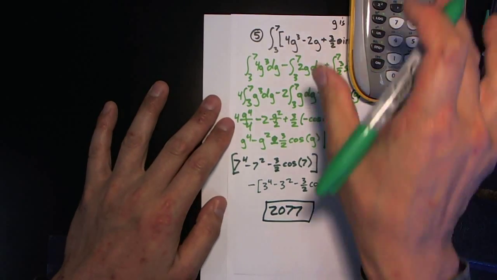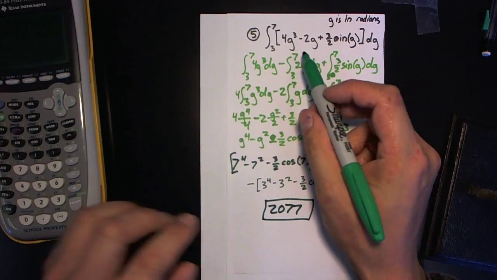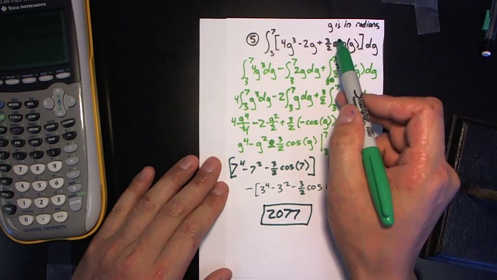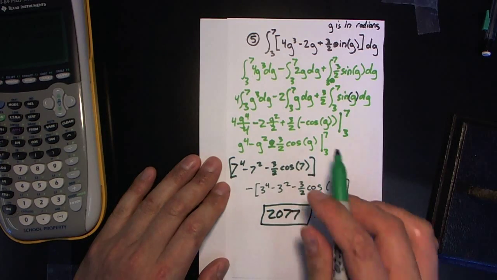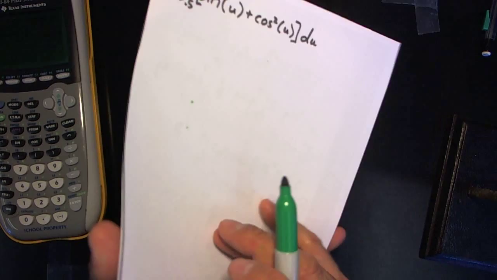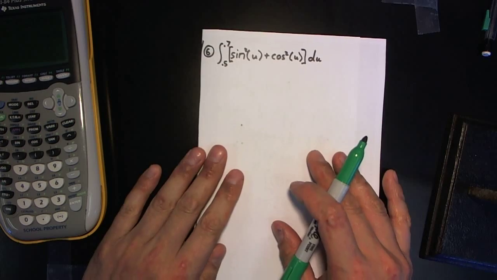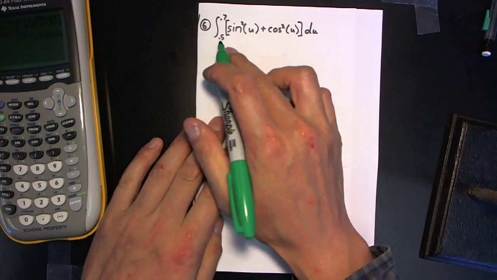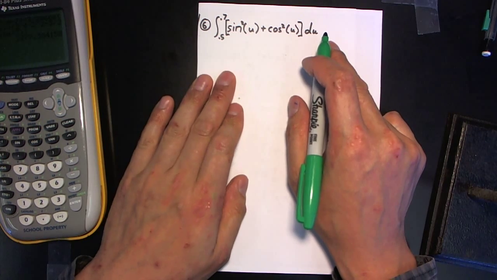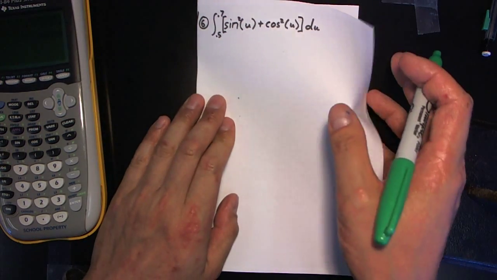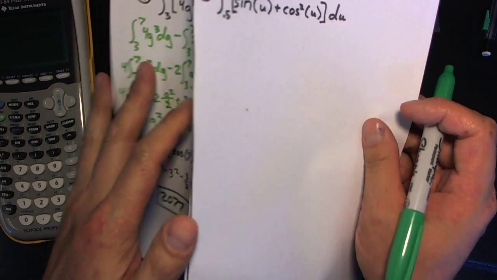Okay, that's a big area. But hey, this is a third order polynomial plus a little bit of an oscillation, so you should get a big number. Last sample problem. This is either deceptively complicated or deceptively simple, depending on how you approach it.